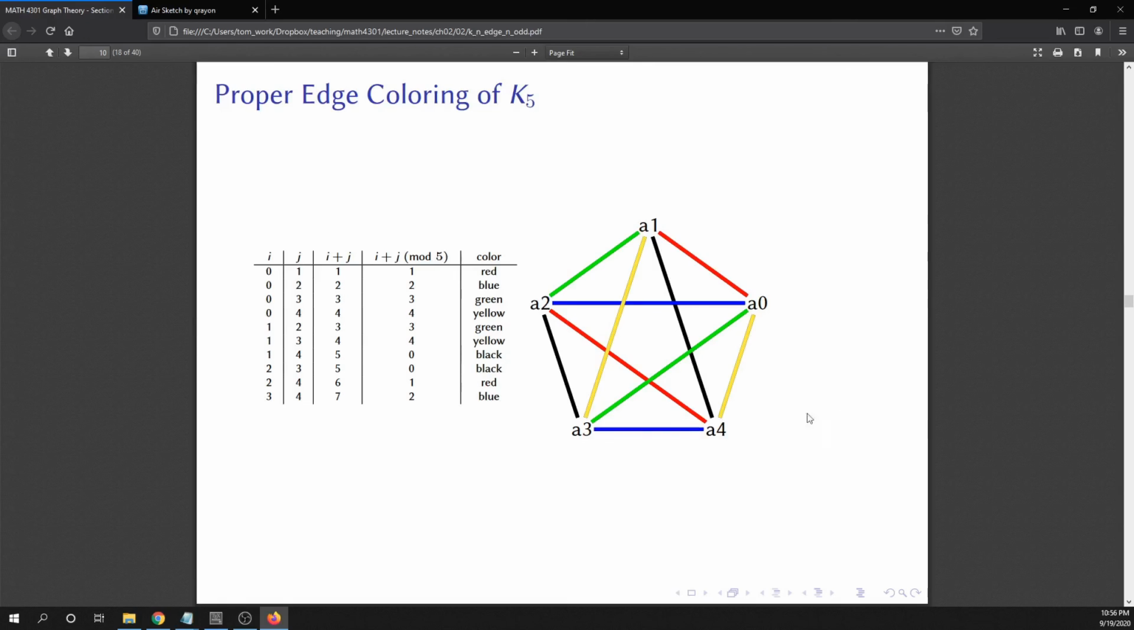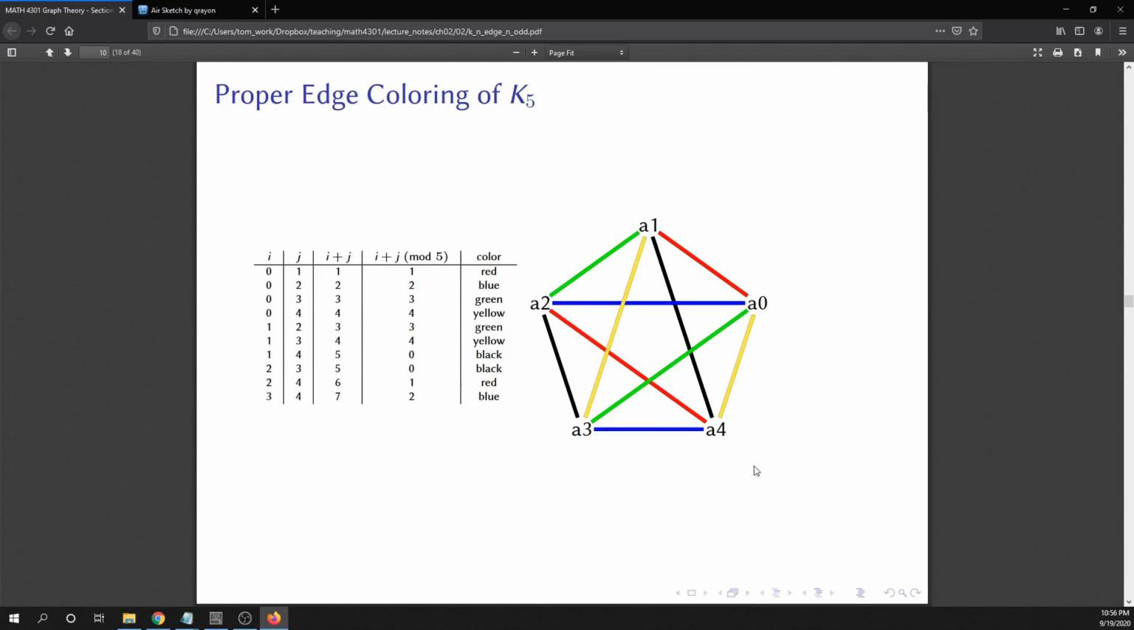You can see that has some nice symmetry in there, right? These edges are kind of parallel to each other in this representation of the graph. You can see that's true for the two greens, the two yellows, the two reds, the two black edges, and the two blue edges. And so you can verify that that is a proper edge coloring. So in that case, it did give us that proper edge coloring.